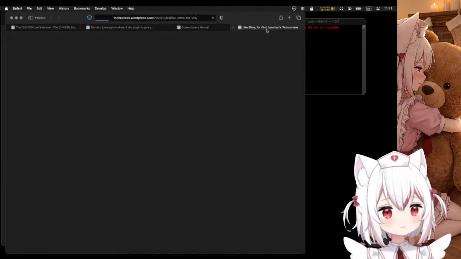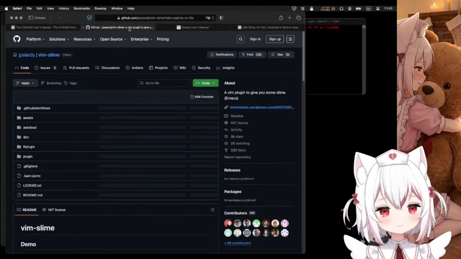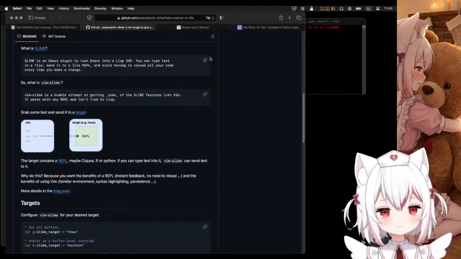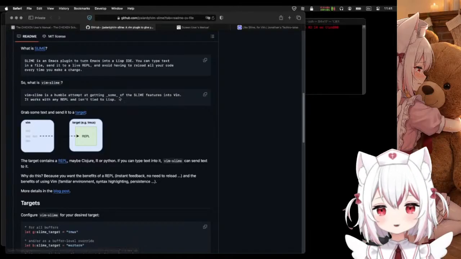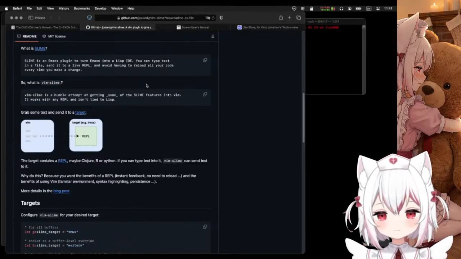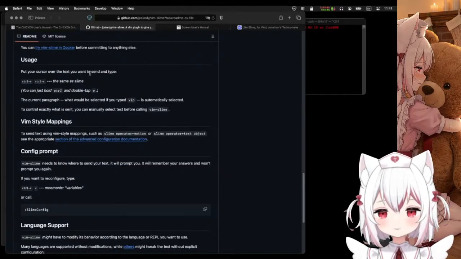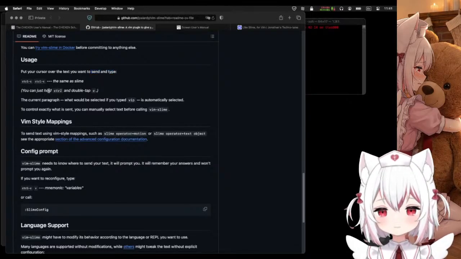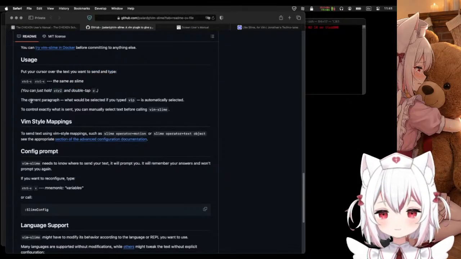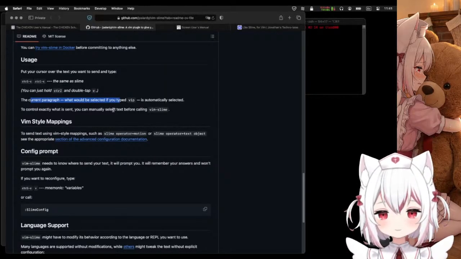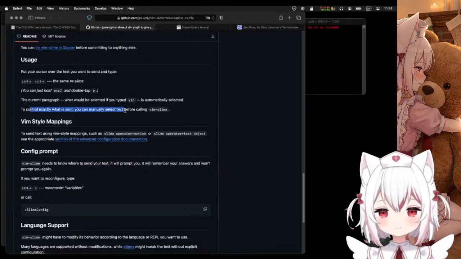This is where I left off before. This is a tool that I was trying to learn to use, and it doesn't come with instructions. Put your cursor over the text you want to send, type Control C, the same as slime. You can just hold Control, double tap C. The current paragraph, what would be selected if you press VIP, is automatically selected. To control what is sent, you manually select before calling Vim slime.